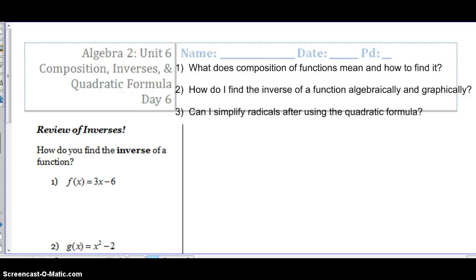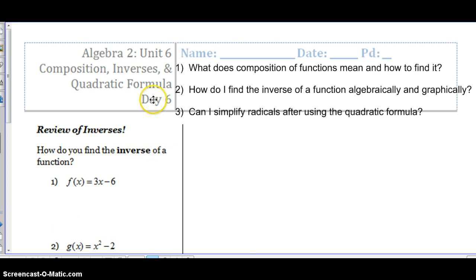Hello, Algebra 2. Tonight's topic is day 6. We have 3 topics in our notes: compositions, inverse, and quadratic formula. However, this video is going to be focused on the second page of the notes, and that's on inverses.